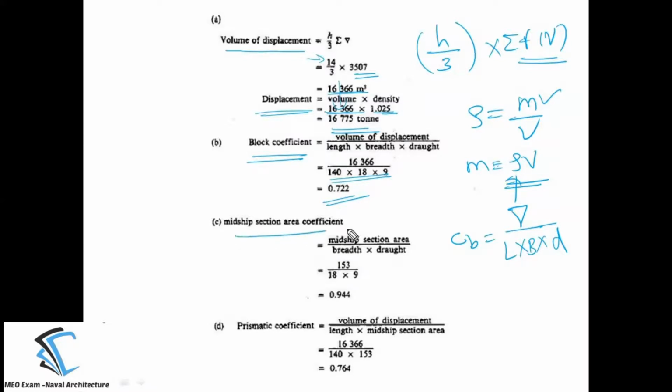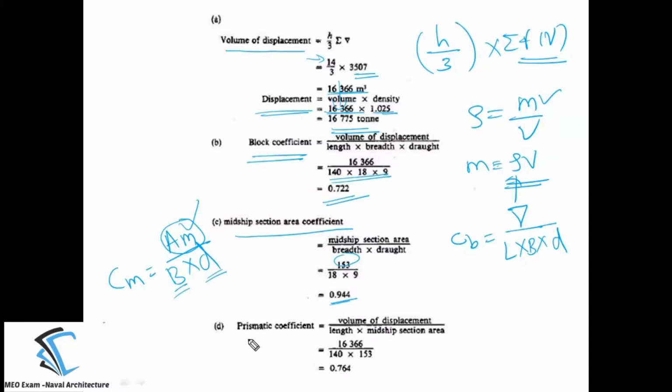Now the third question was the midship section area coefficient. The formula for this: CM is equal to the actual area, that is AM, divided by beam into draft. Now what is the AM here? From the table you find the midship section, and take the corresponding AM, that is 153, divided by beam into draft. You will get the midship section area coefficient.